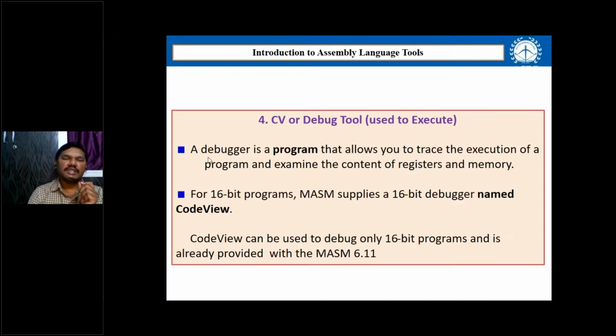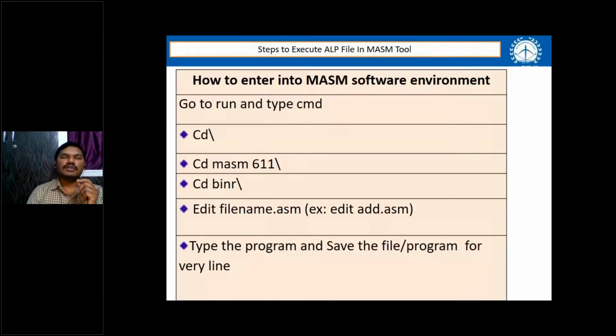Simply put, the debugger is an execution tool to execute the program, and code view is also one of the tools to execute the program. For 16-bit programs, Microsoft supplies a 16-bit debugger named code view, and code view can debug only 16-bit programs. This is the drawback of code view, which is why we can debug using debug also. And how do we enter into it? Here we have given some commands. Go to Run and type cmd.